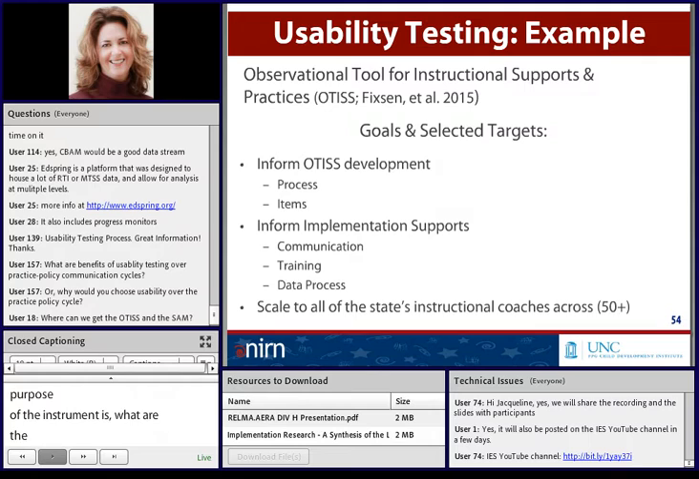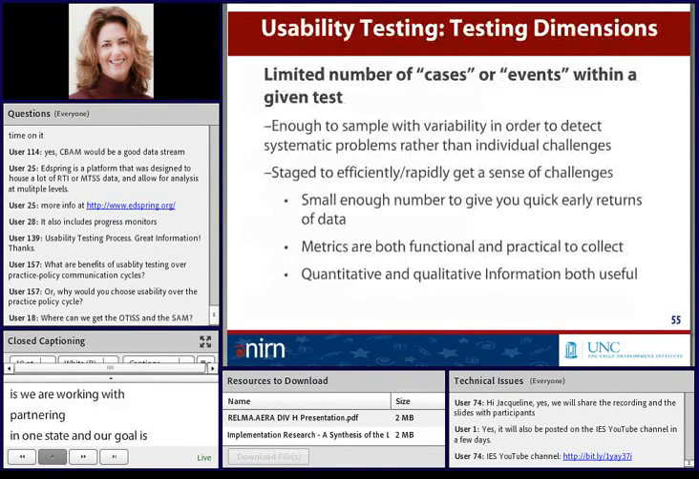And the goal is we're partnering with one state, for example, and their goal is to be able to scale the use of the OTIS across their different instructional coaches. So we need to first start with a limited number of cases or events. We wanted sample variability in order to detect different challenges, but we needed to keep it small enough to give us some quick returns and make it functional and practical to collect not only the quantitative data but also some qualitative information.